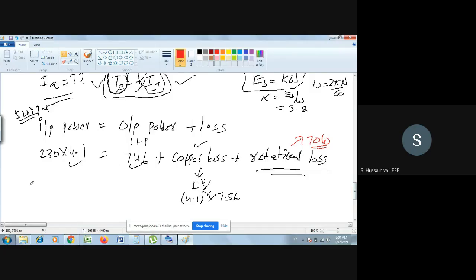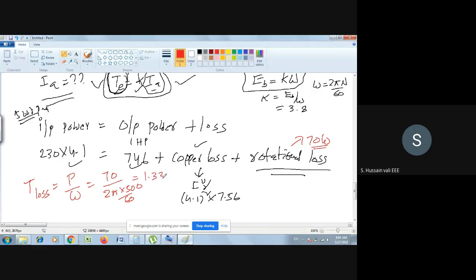What is the torque because of the rotation loss? How do you find out? Power divided by omega. What is power we got? Rotation loss we got 70 watt. Omega is 2 pi into 50 into 500 over 60. We will find out, then we will get the answer approximately 1.336 Newton meter.